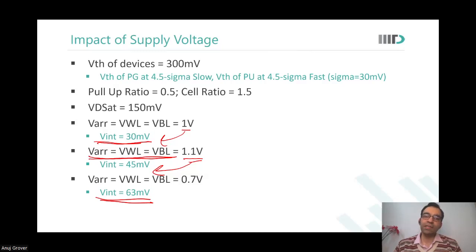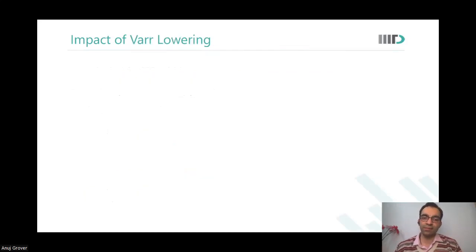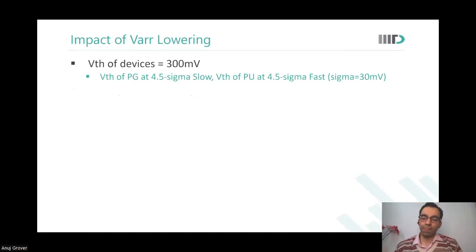Because the pass gate was never operating at its full strength, right? It was in linear region. Yes, sir. So that is what you need to see: what is in linear region, what is in saturation region. So the impact is like this. Pass gate degrades more.